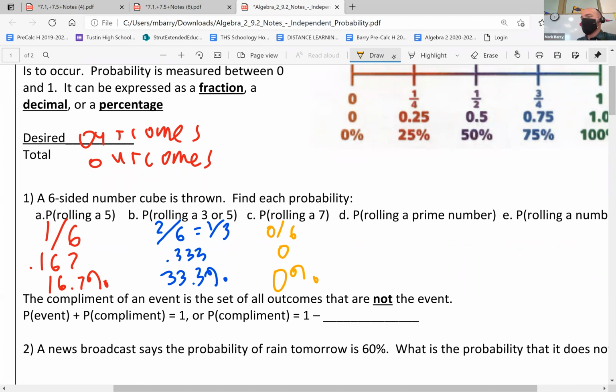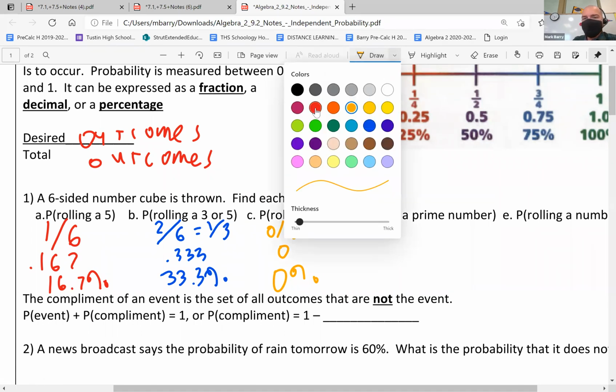Okay, so it has to be literally impossible for it to be 0. Most stuff is not a probability of 0. It's probably a little bit more than that.